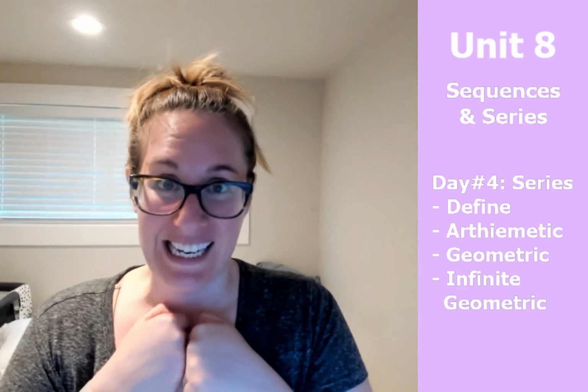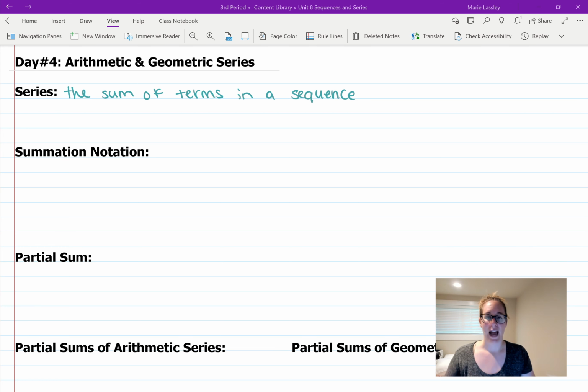First off, we need to talk about what a series is. We have sequences, which are just a string of terms with some kind of pattern connecting them, a patterned list of terms. We call that a sequence. A series is just the sum of the terms in a sequence. So a series is when we're adding up all the numbers in a sequence and finding the sum. When you add things, it's called the sum. That's what a series is: adding up all the terms.